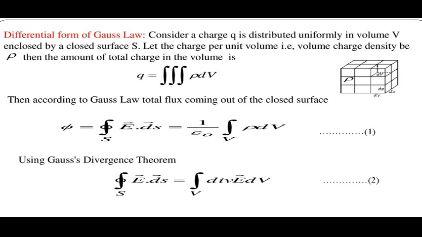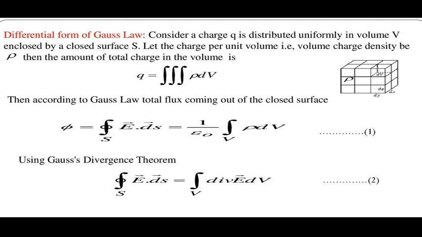So now according to Gauss law, total flux is given by equation 1, which is the surface integral of electric field is equal to 1 by epsilon naught into the volume integral of the volume charge density rho. Now in equation number 1, on the one side we have surface integral and on the other side we have volume integral. So to bring uniformity, we need to convert the surface integral to the volume integral. We can do this using Gauss divergence theorem.